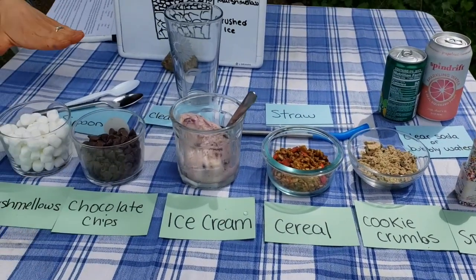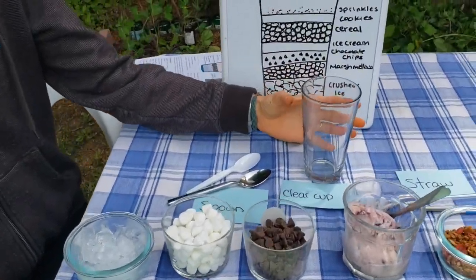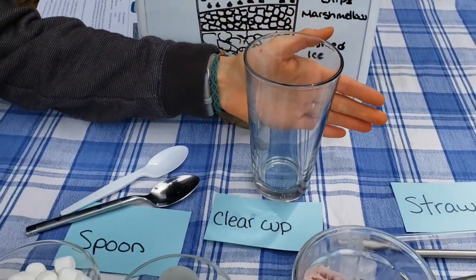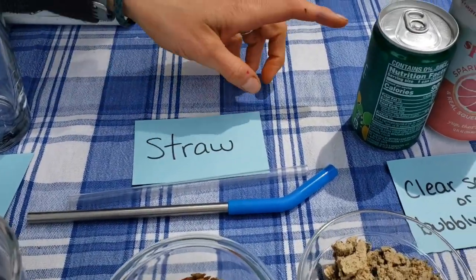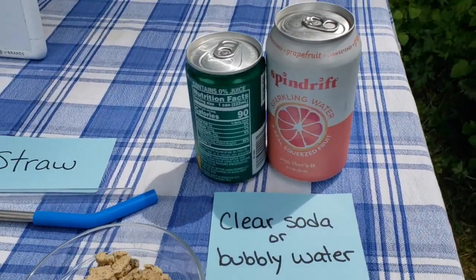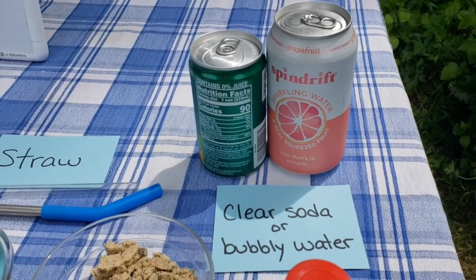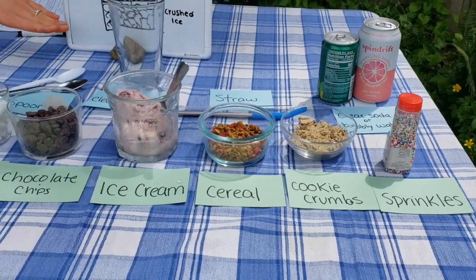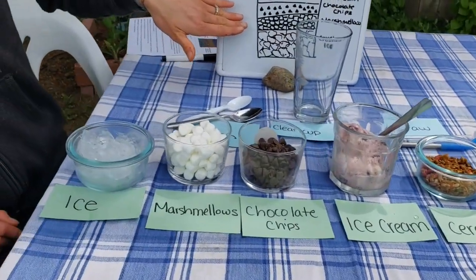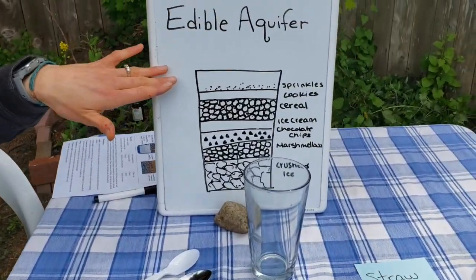You will though need a spoon, some sort of clear cup or a vase, straw, and then for our water, you'll be using a clear soda or bubbly water. Use whatever you would prefer. Having it be clear is the important part. And we'll be building up and making these layers.